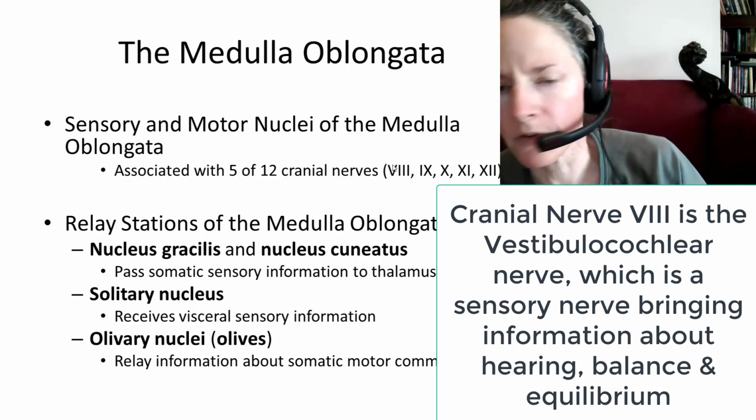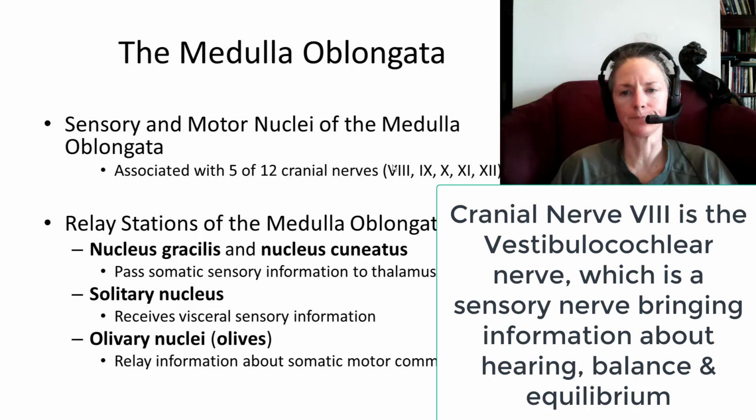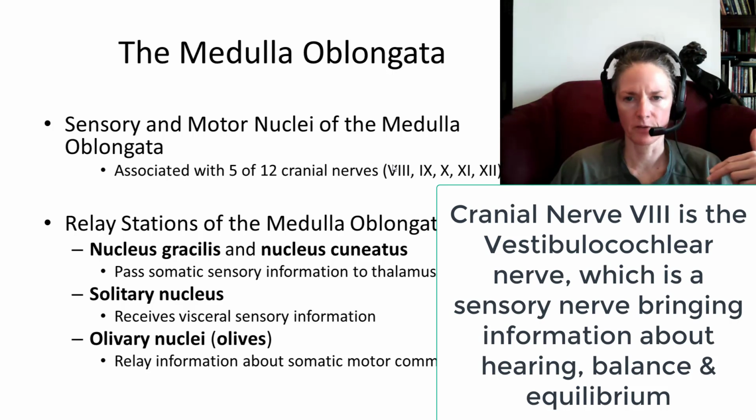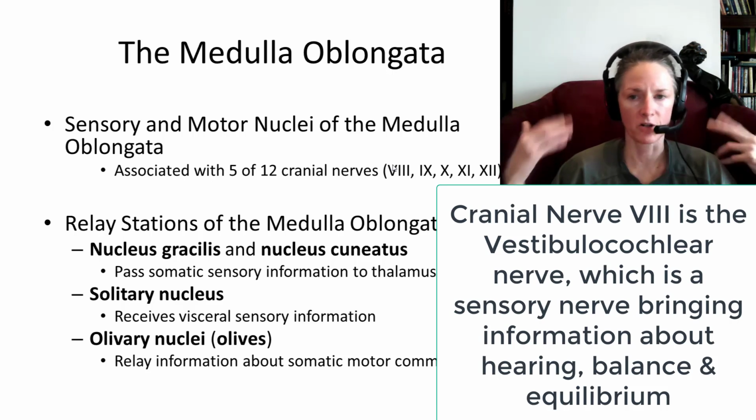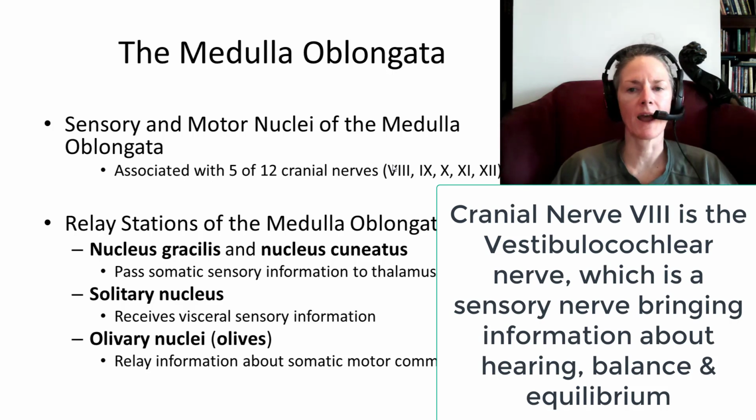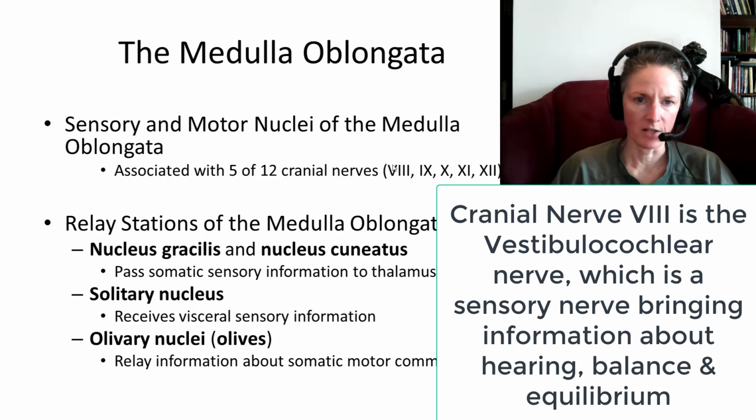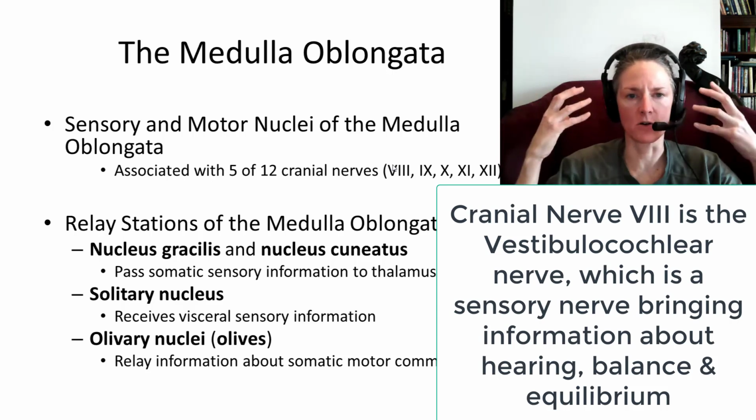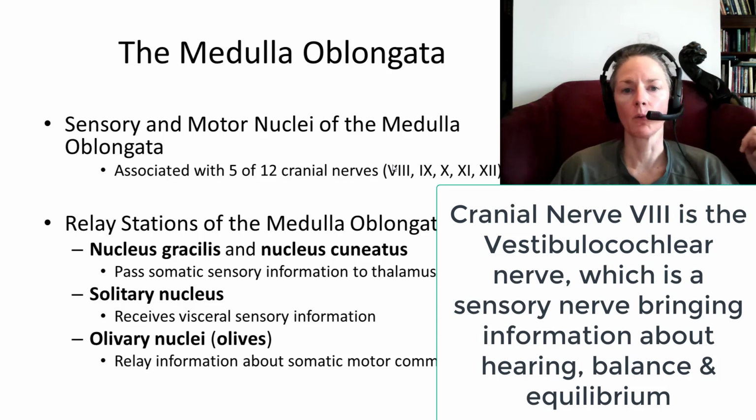And the nucleus associated with cranial nerve 8 is going to be residing in both the medulla oblongata and the pons. Cranial nerve 8 is going to process auditory information. It's called the vestibulocochlear nerve. It's going to be bringing information from the ears, which contain two apparatuses, one of which is called the cochlea, and it's going to process auditory information, so hearing. And we're also going to have our vestibular complex, which has both the vestibule and semicircular canals, which is going to give us information about equilibrium and balance.